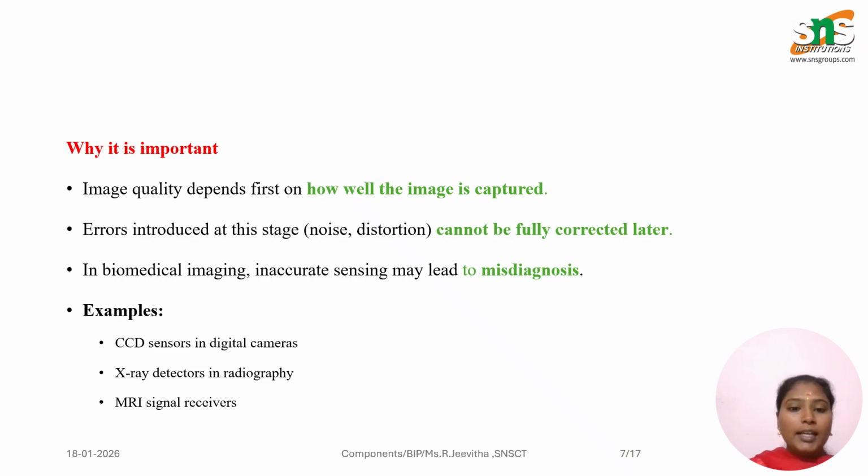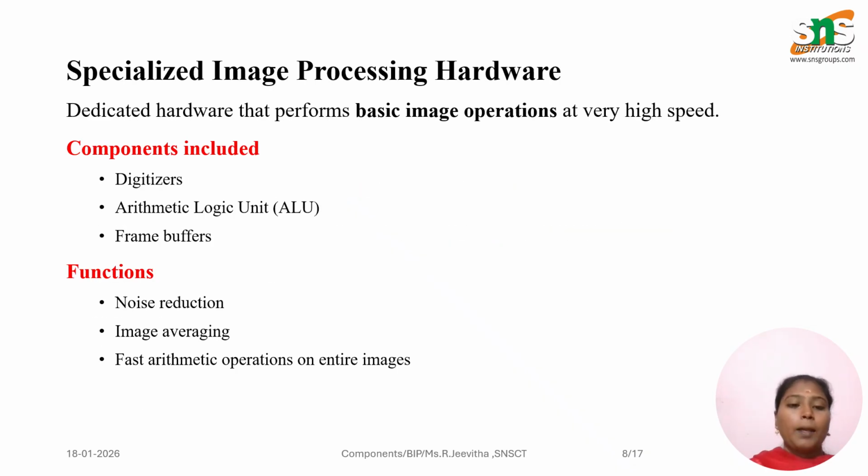So the quality of the entire image processing system depends on the first image sensing. If noise or distortion enters at this stage, it cannot be completely removed later. In biomedical imaging, poor sensing can lead to a wrong diagnosis. Examples of image sensors include CCD sensors in cameras, X-ray detectors in radiography, and signal receivers in MRI. So the image sensor forms the foundation of the system.